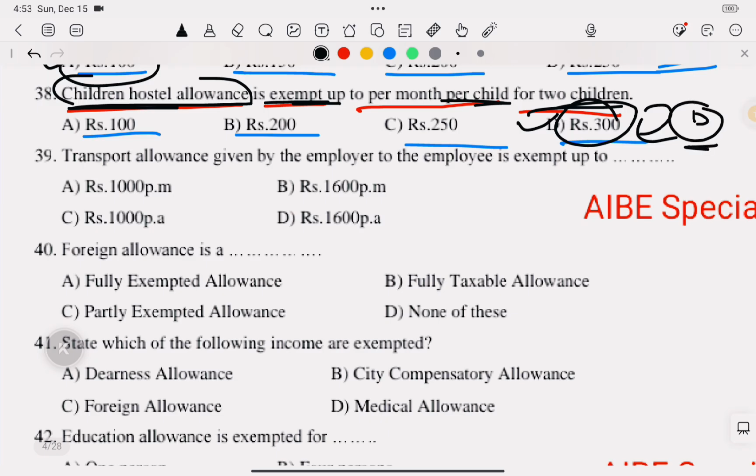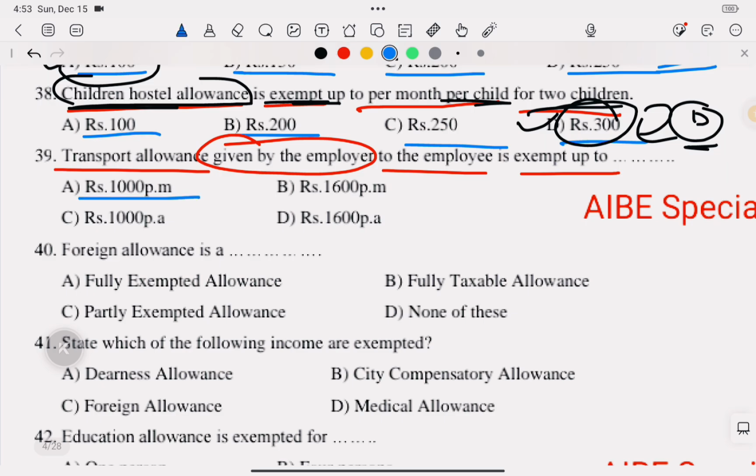Okay, so now moving to next question. The next question is, transport allowance given by the employer to the employee is exempt up to which of the following? Let's see the options. Options are rupees 1000 per month, rupees 1600 per month, option C rupees 1000 per annum and rupees 1600 per annum. So in this case the correct option would be option B, that means rupees 1600 per month.